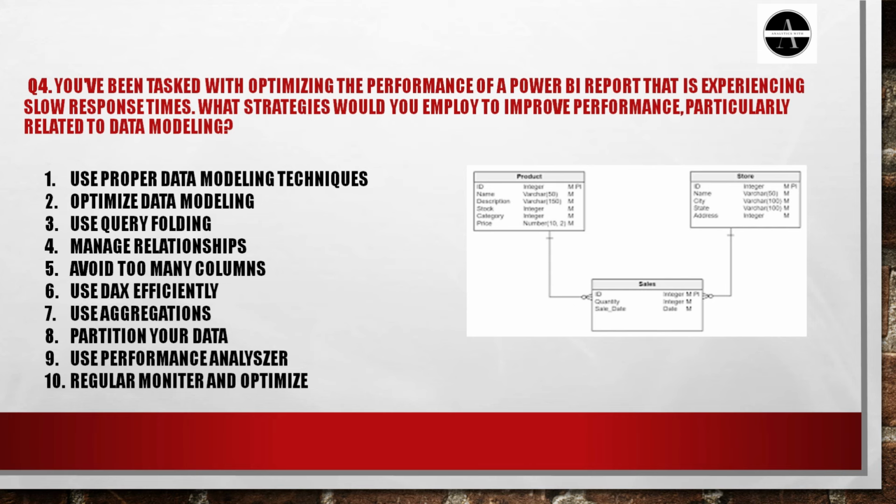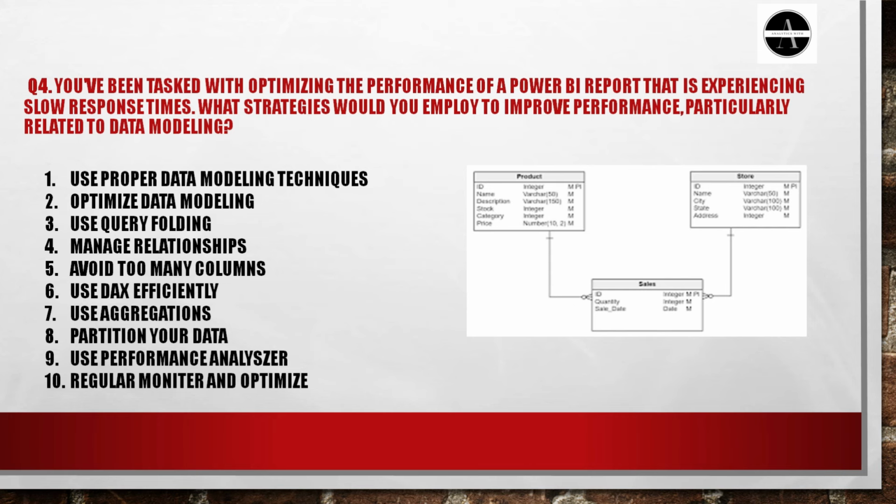Next point is, optimize the data modeling. So here you have to filter and load only necessary data into your Power BI model. Third point is, use query folding. Ensure that as much data transformation as possible is performed within the data source using query folding. This reduces the amount of data transfer to Power BI and improves the performance. Fourth point is, manage relationships. Understand the cardinality and the direction of relationship between the tables and avoid circular dependencies and unnecessary relationships.